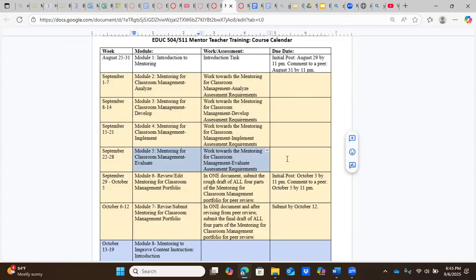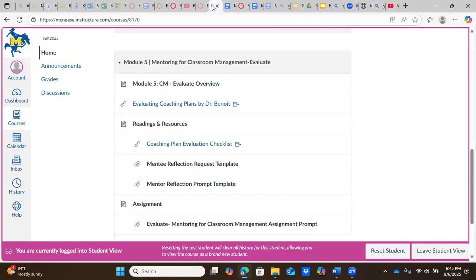So there's nothing due this week. However, next week, the next module, you're going to be required to turn in a rough draft of all four of these parts. So make sure that you're pacing yourself and you're staying on time. Again, don't pay attention to these dates. Check your own course calendar to make sure yours are correct.